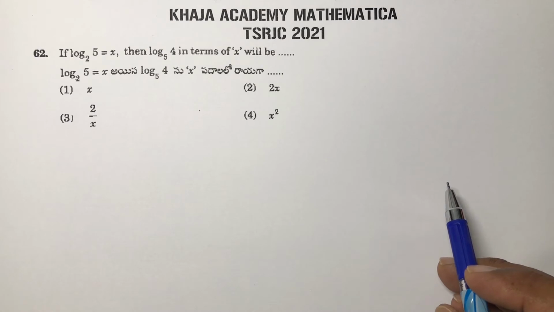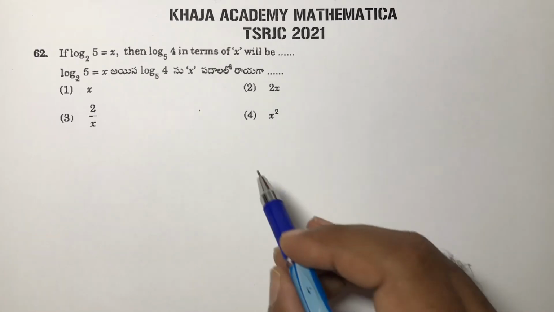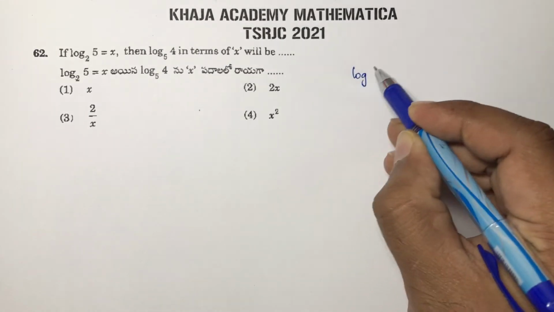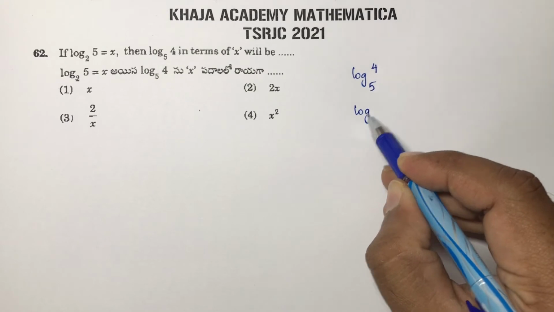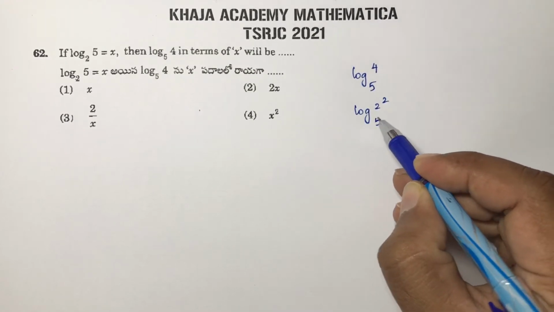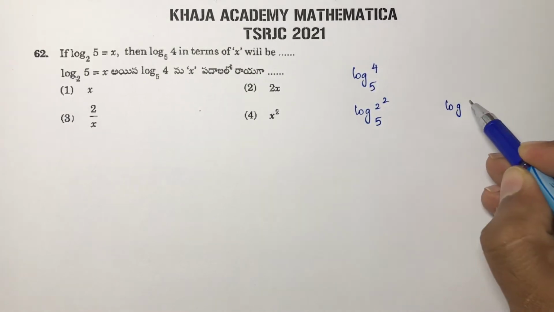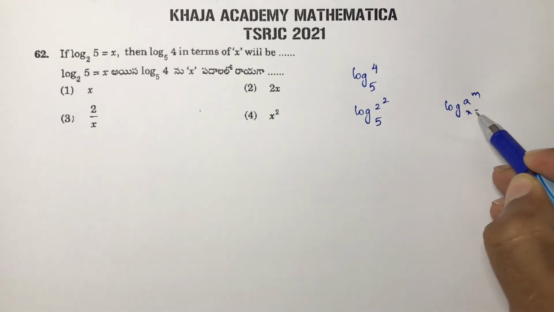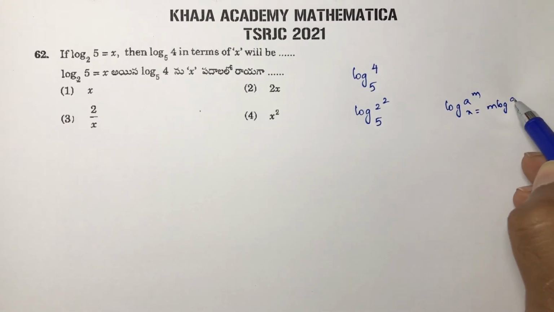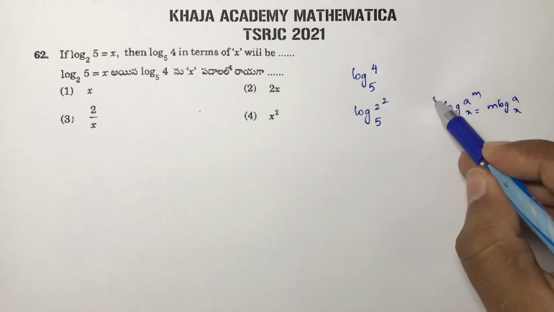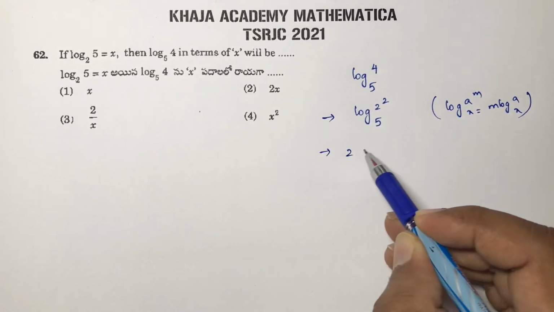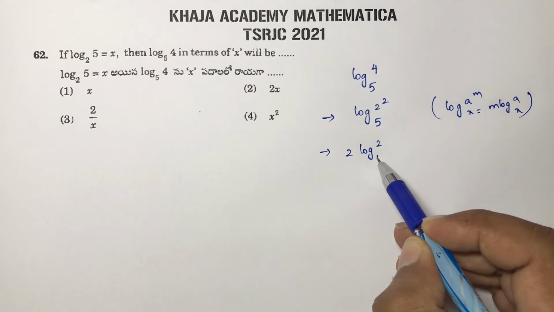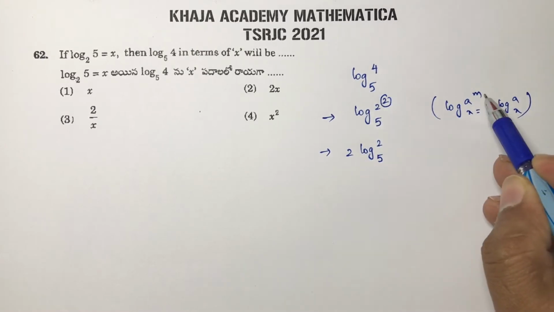If log 5 to the base 2 equals x, then find log 4 to the base 5 in terms of x. So log 4 I can write as log 2 squared to the base 5. Log a power m to the base x is m log a to the base x, the logarithm of power. So if you apply that formula, you'll get 2 log 2 to the base 5, because this is in place of m.